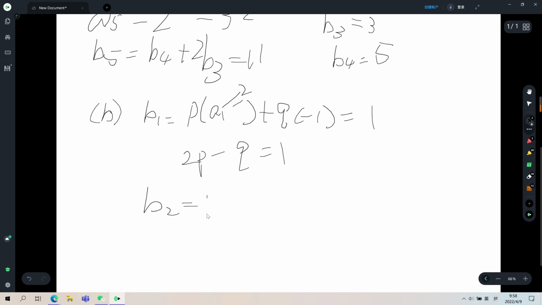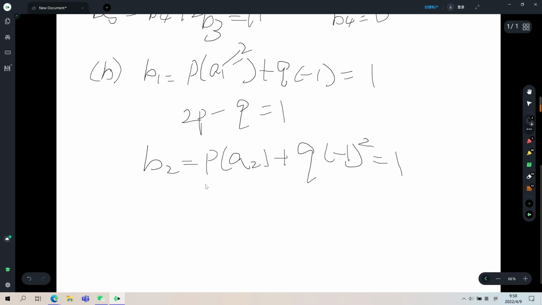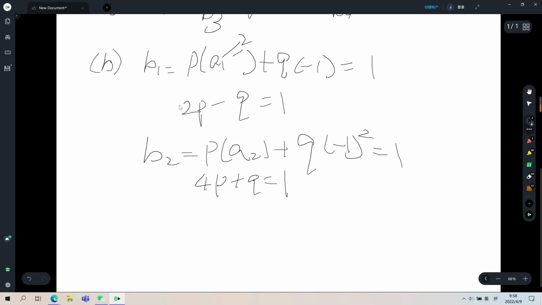And b2 equals p a2 plus q, and it also equals 1. And then we get the equation 4p plus q equals 1. And with these two equations, we can solve that p equals 1 over 3 while q equals negative 1 over 3.